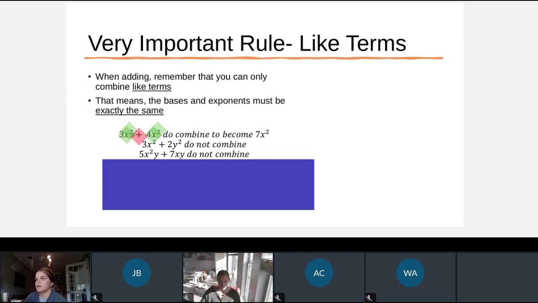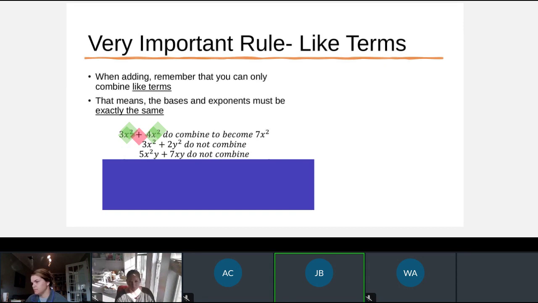All right, now we've got, tell me about this one, 5x squared times y plus 7xy. Why do those not combine? They both have an x and a y. Good, they don't combine because there's the exponent in one of them. Yes, exactly. Very good. So the exponents are not the same. Base is the same, exponent is not.